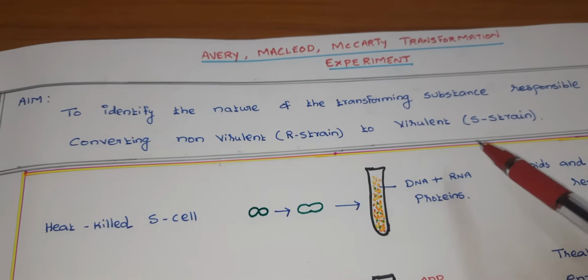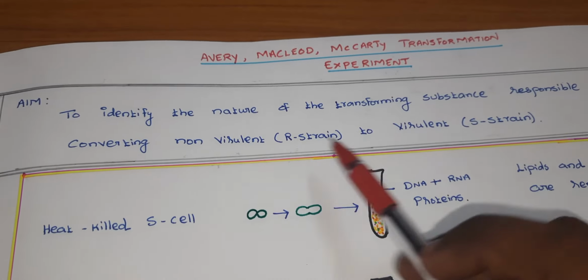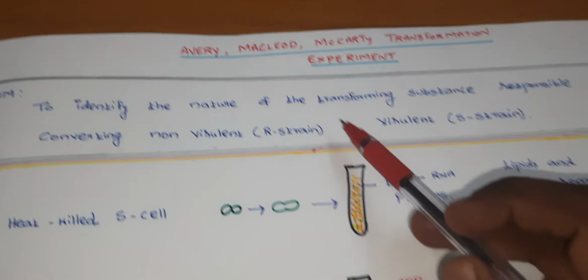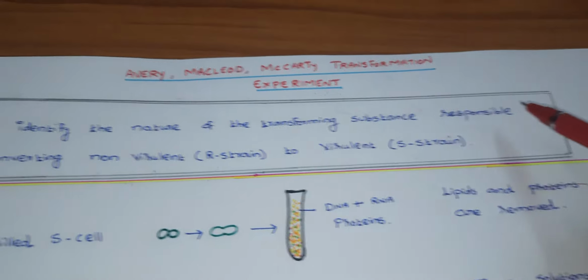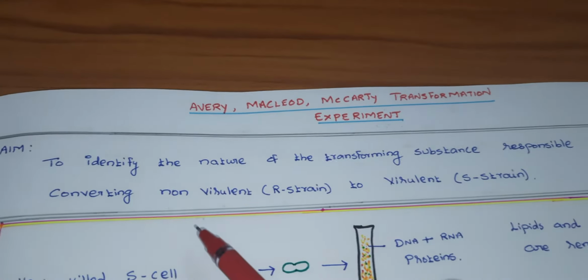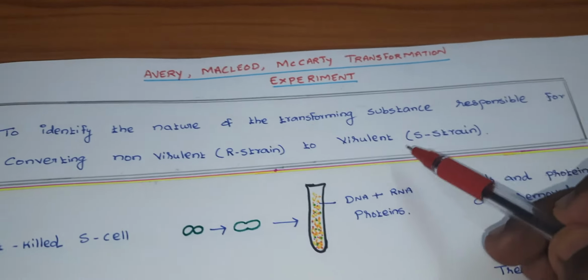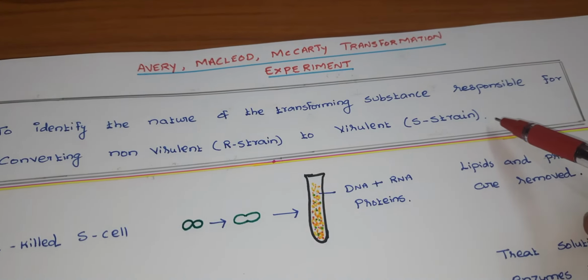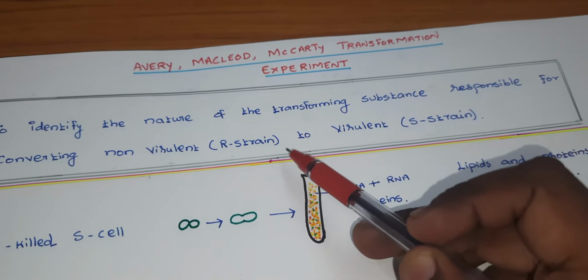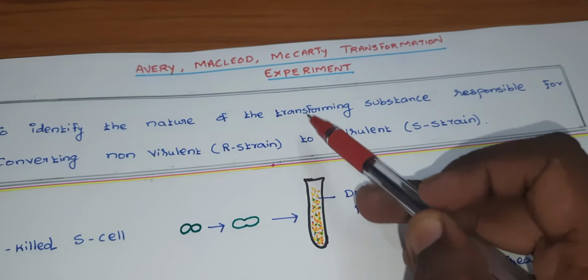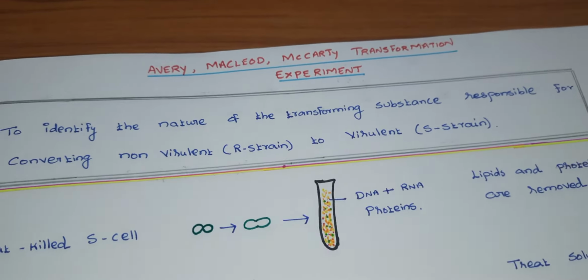The aim of the Avery, MacLeod, and McCarty transformation experiment is to identify the nature of the transforming substance responsible for converting non-virulent R strain to virulent S strain. How is live R strain converted to S strain? What is the transforming principle that we are going to study?